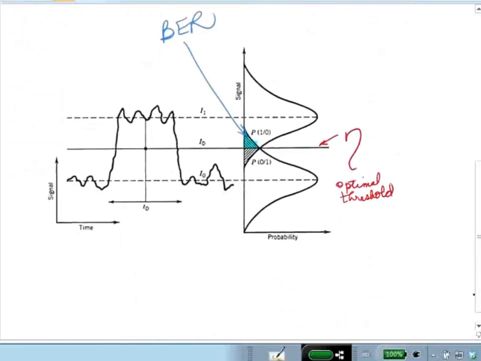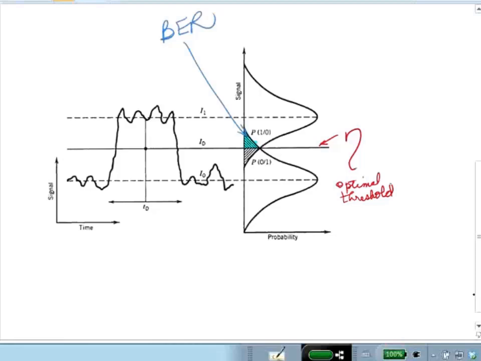What we define is that where these two Gaussian distributions intersect is where we would set what we call the optimal threshold. If we want this expression for the bit error rate to be as small as possible, I want to balance out the errors that are made when I send a 1 with the errors that are made when I send a 0. And if I want them to be smallest, I will set my threshold so that these two conditional probabilities are equal.